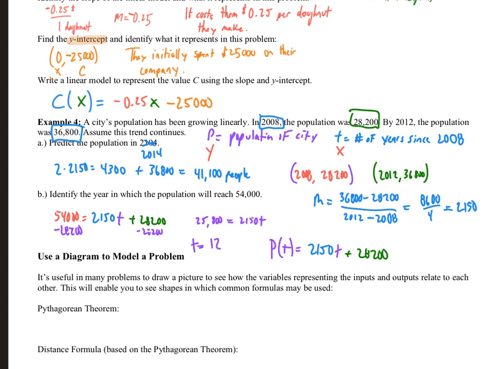So be careful, because what did t stand for? Right? t stood for the number of years since 2008, and so 12 years after that would be 2020. So make sure you're reading the question, like what's it actually asking for. So it'd be 2020. So that would be when the population would hit 54,000.